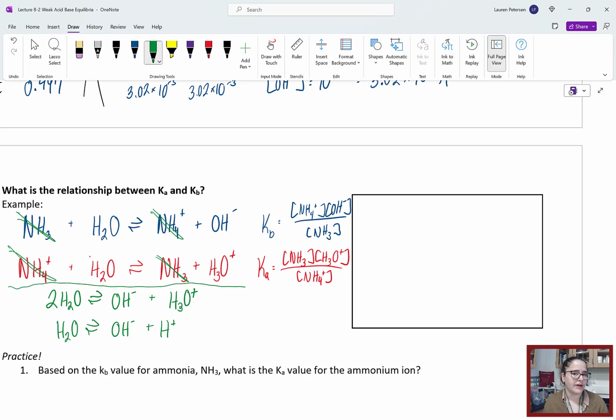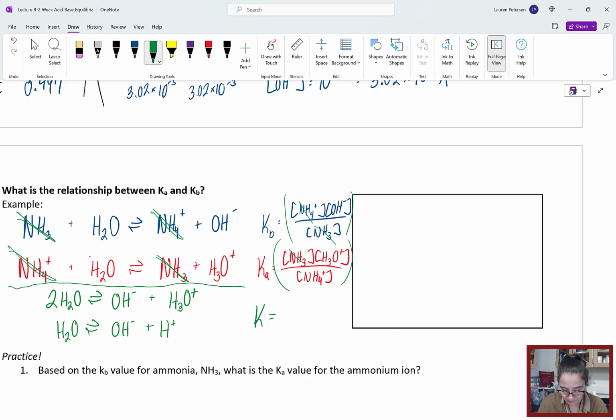Now, when we add reactions, what do we do to the equilibrium expressions? We multiply them. So this K value would be these multiplied together. Now, if you're picturing these multiplied together, again, that NH3 would cancel and the NH4 would cancel, and we would have the concentration of OH minus times that concentration of H3O plus.